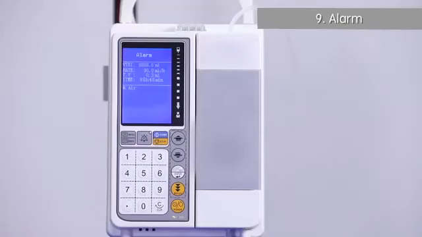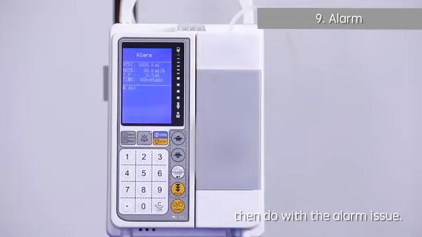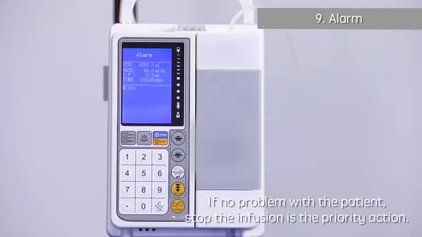9. Alarm. When there is an alarm, observe the patient first to make sure of the safety of the patient. Then, deal with the alarm issue. If no problem with the patient, stopping the infusion is the priority action.